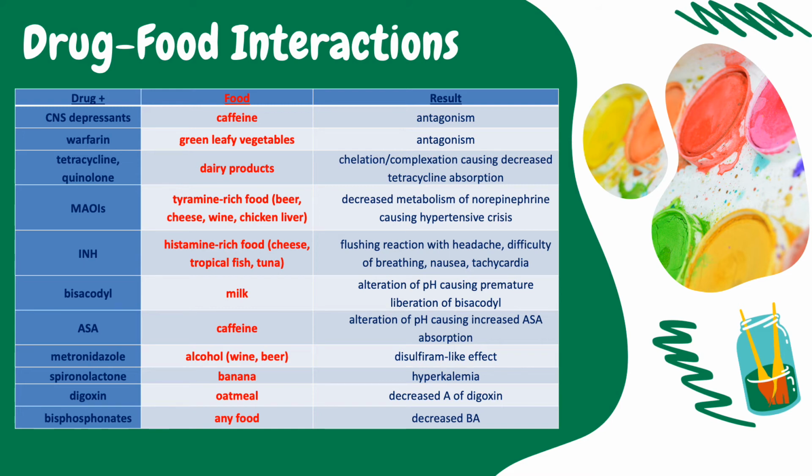Metronidazole, when given with alcohol, such as wine or beer, can provide a disulfiram-like effect. Spironolactone, when given with banana, can produce hyperkalemia. Digoxin, when given with oatmeal, can decrease the amount of digoxin. And bisphosphonates, when given with food, can cause decreased bone absorption.